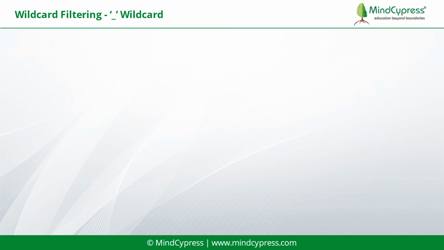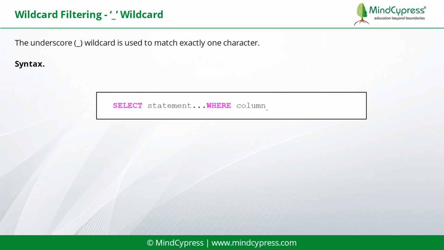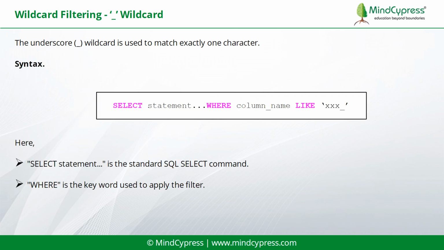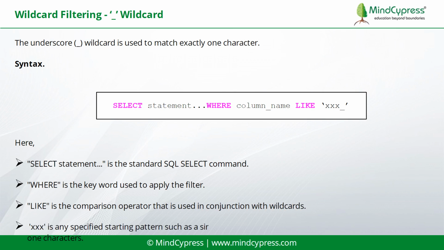Wildcard filtering, _wildcard. The _wildcard is used to match exactly one character. It has the following syntax. Here, select statement is the standard SQL select command. Where is the keyword used to apply the filter. Like is the comparison operator that is used in conjunction with wildcards. XXX is any specified starting pattern, such as a single character or more, and _ matches the string with only one character.